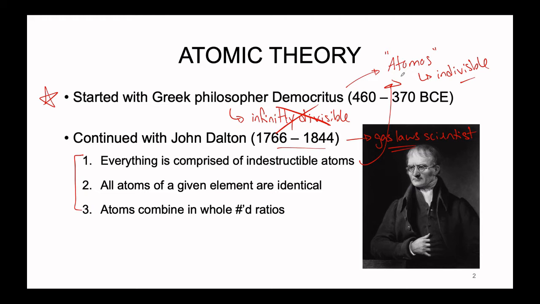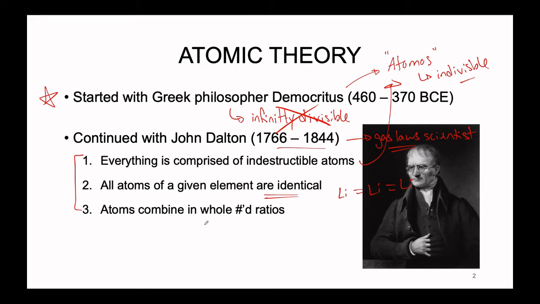Second point is that all atoms of a given element are identical. So every lithium atom is the exact same as another lithium atom, is the exact same as another lithium atom, etc. Whatever the element type is, every single atom of that element, or as a result, every single molecule of a certain compound should be the exact same.